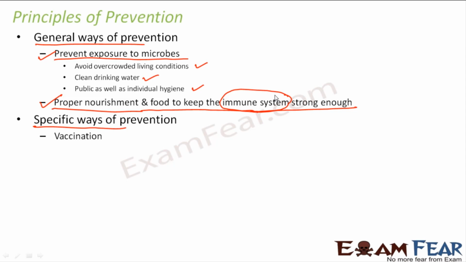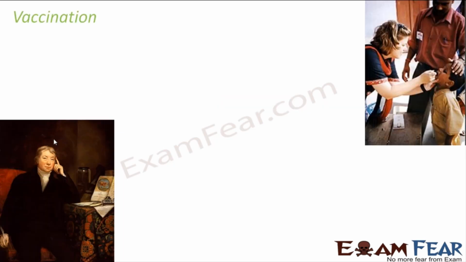Right? So now let us look at the specific ways of prevention. How can we prevent some specific diseases? One of the most important ways is vaccination. We will talk about vaccination in the next few slides. What is vaccination actually? Let us now try to see what is vaccination.